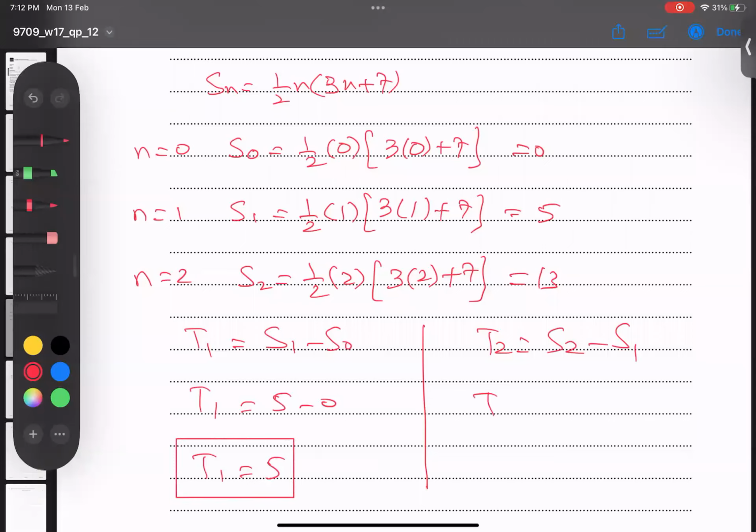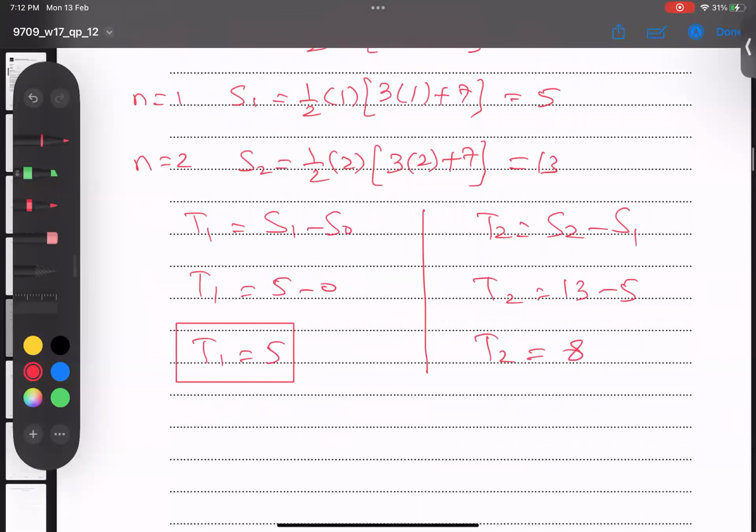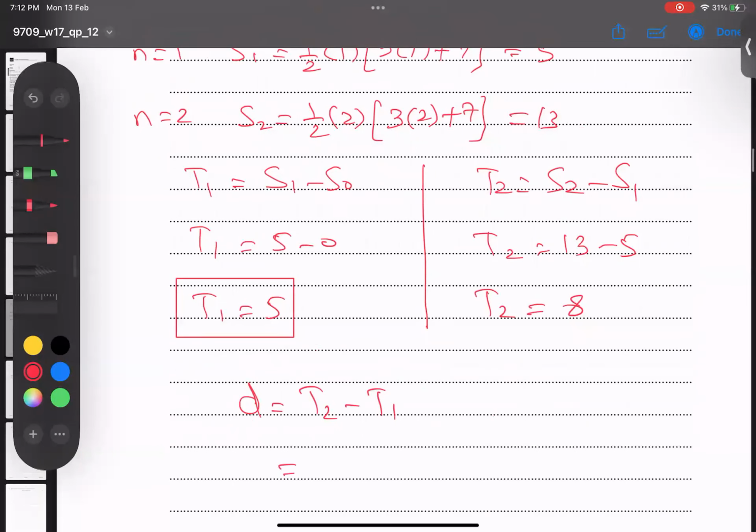And how to get the second term? The sum of two terms is 13, and the sum of the first one term is 5. And I get 8, the second term. But how to find the common difference? All of you know, second term minus first term. It means 8 minus 5, and the answer is 3.